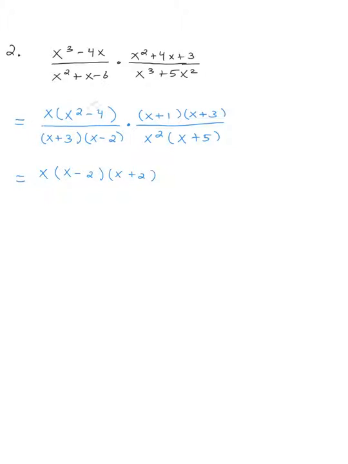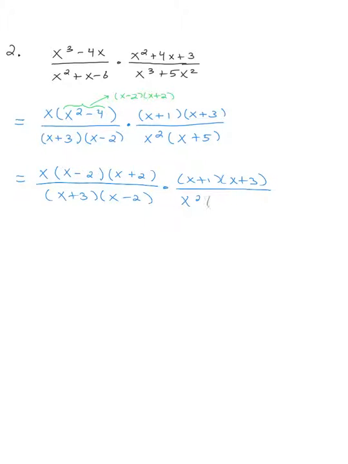So just make a note here. This is a difference of squares. This is equal to x minus 2 times x plus 2. So we're talking about just this part of the equation. Anyway, just copying down everything that we previously figured out. That's x plus 3, x minus 2, multiplied by x plus 1, and x plus 3, divided by x squared and x plus 5. I can now cancel all of the common factors.